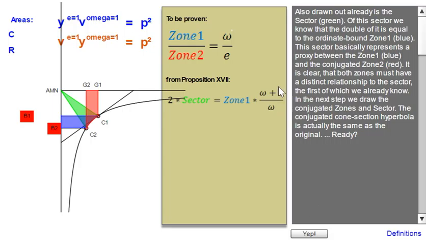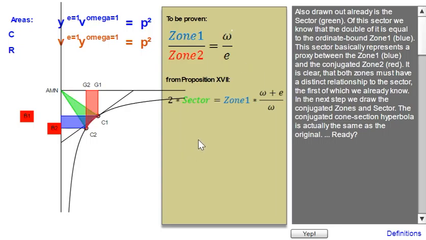So we want to prove the same expression, zone 1 divided by zone 2 is equal to the v dignity omega power divided by e as a power of the y dignity. And the conjugated term then vice versa. So e becomes the v dignity and omega the y dignity.